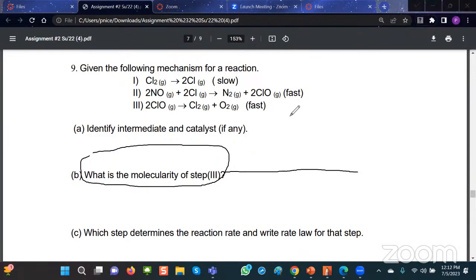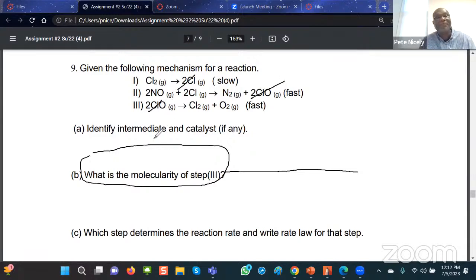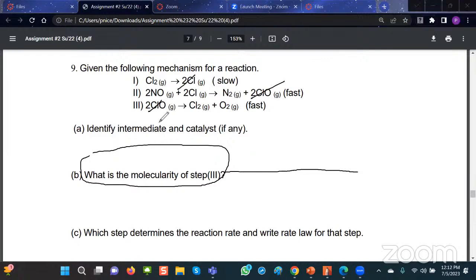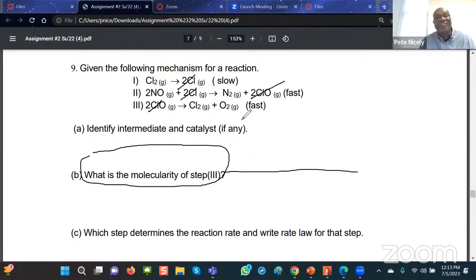I can tell right away the 2ClO is going to cancel. Oh, the two ClOs, sorry, here and here. Yes. And the 2Cls. Very good. So therefore, what is left? Basically, what is left would be the answer.